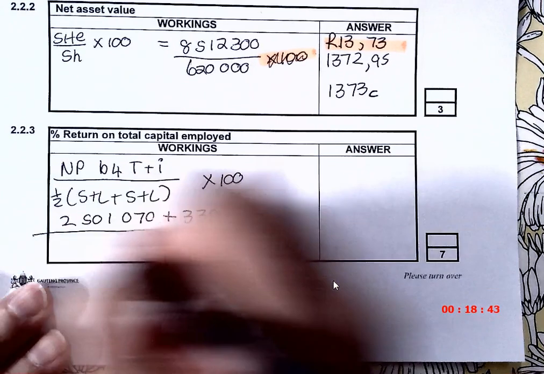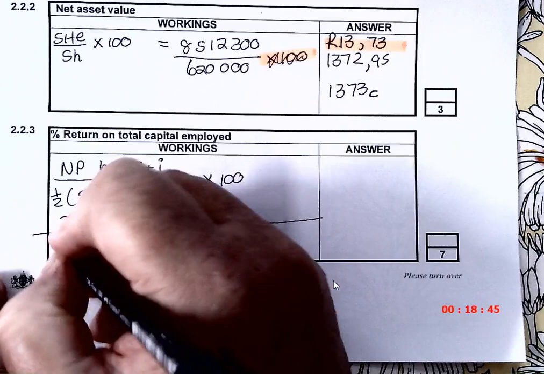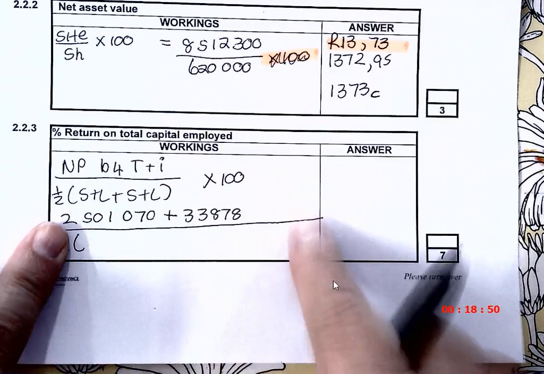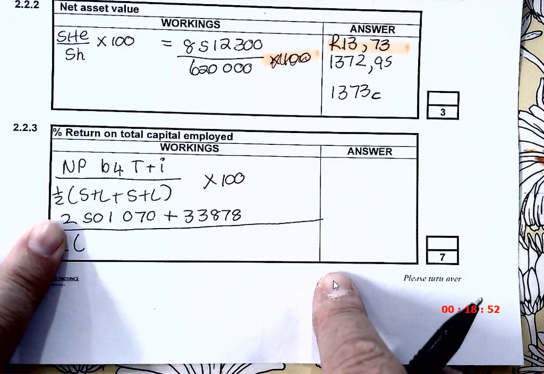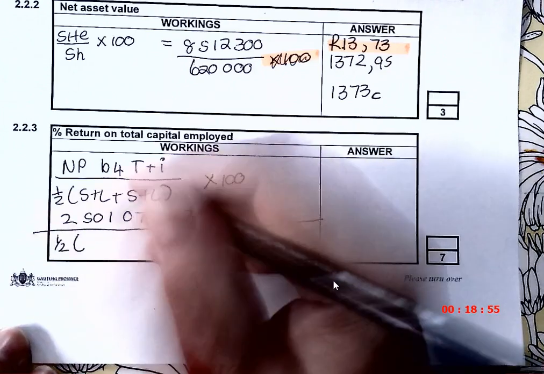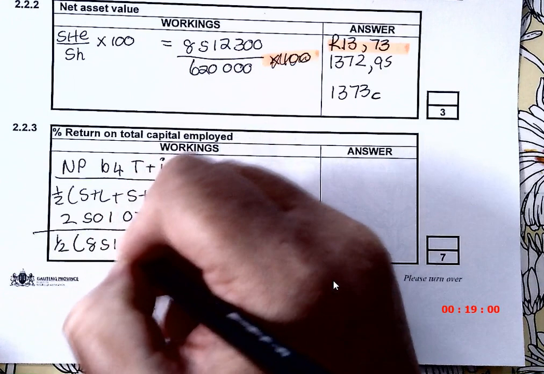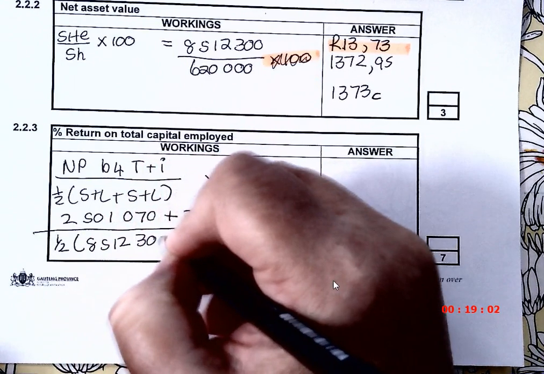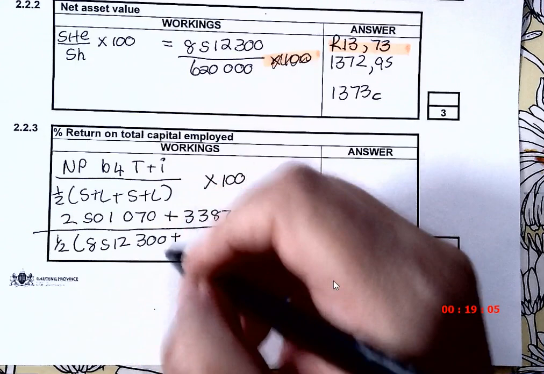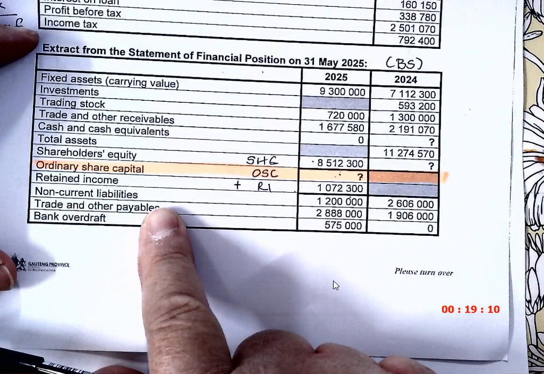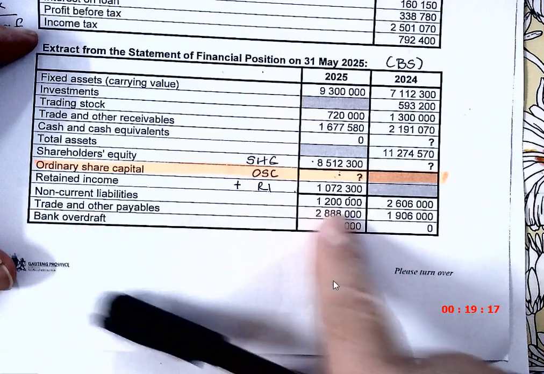Now this half here is going to take a lot of space. But it's important that you have that half, or you can say /2, whichever one is easier for you. So they give me the equity. It's 8512,300. The loan, can you see they don't give me the word loan here? There's no word here. So now I take the loan is 1.2 million.